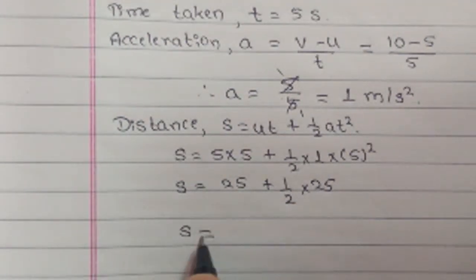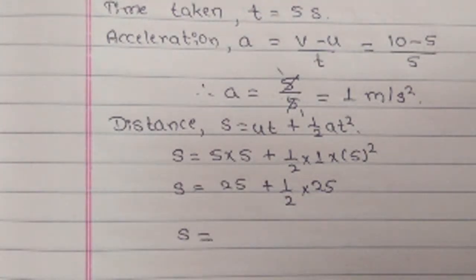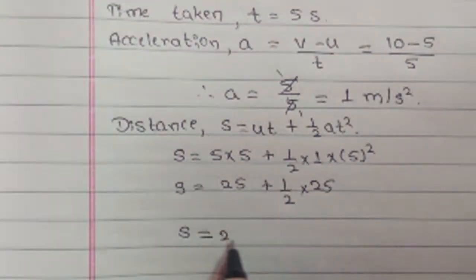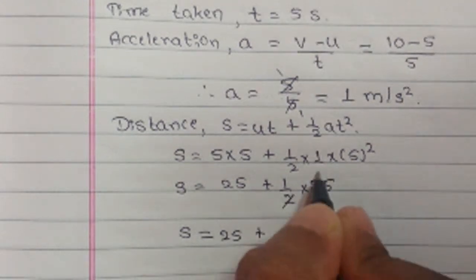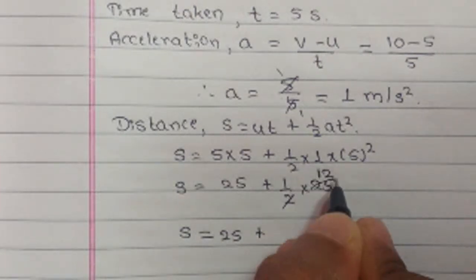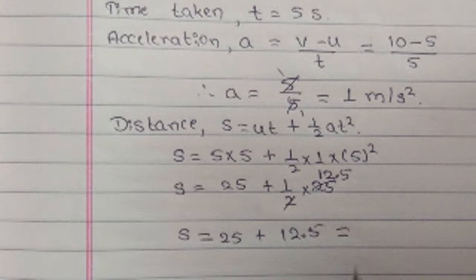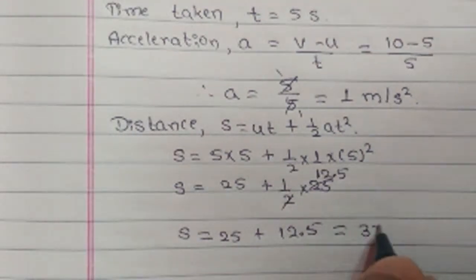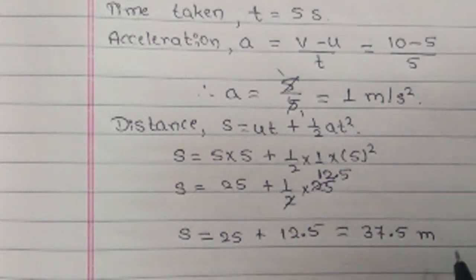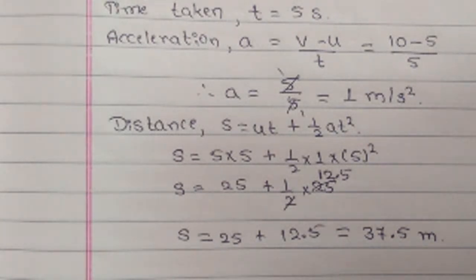So s is the symbol used to represent distance, not speed. Generally we use small letter d for the symbol of distance, but in equations of motion we use small letter s to symbolize distance. It is 25 plus 2 ones are 2, 2 twos are 4, remaining is 1. After putting the decimal point it becomes 10, 2 fives are 10, it becomes 12.5, and totally it becomes 37.5. It is distance, therefore the unit is meter. So the answer is 37.5 meter. That means the car traveled a distance of 37.5 meter with an acceleration of 1 meter per second square.